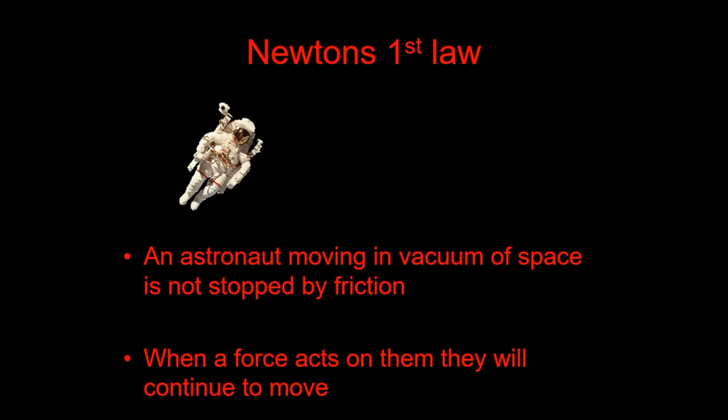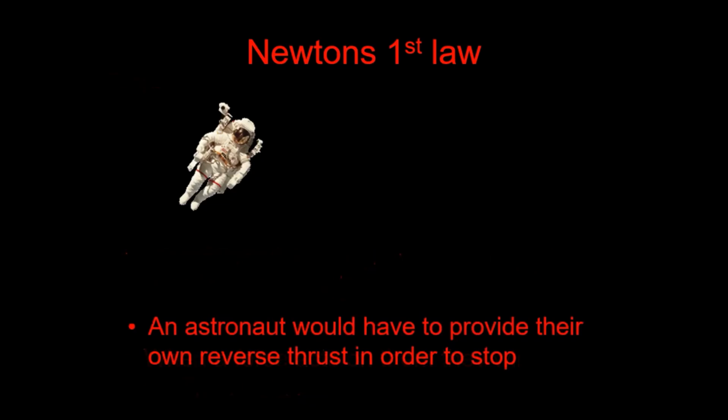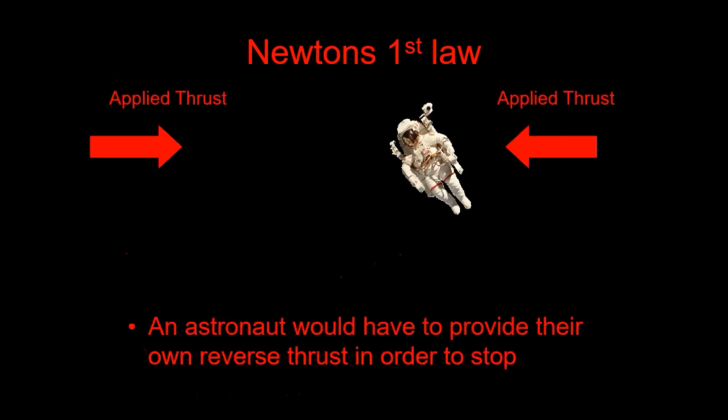So, essentially, if an astronaut fires his rockets, and this particular backpack is referred to as a manned maneuvering unit, a way of flying around in space untethered by a spacecraft, if he fires the MMU here, he will just keep on going and going and going. If he wishes to stop himself, he would have to provide an equal and opposite thrust in order to come to a complete stop.